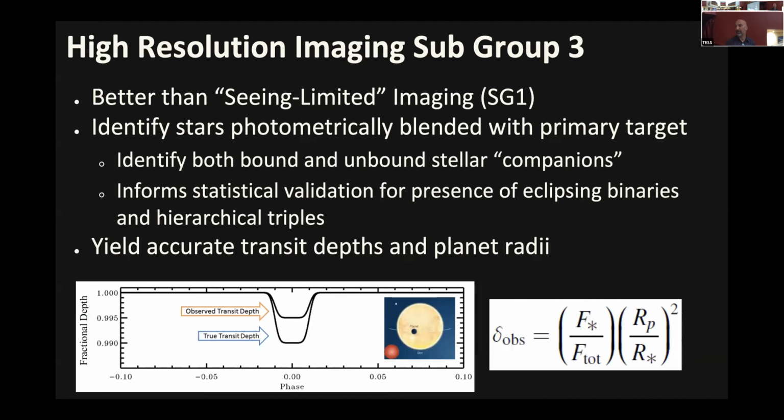Just as a reminder, the graph on the bottom shows that if there's a blended star, bound or unbound, that star will fill in the transit and you end up with the wrong transit depth and therefore the wrong radii. And the density that you get for the planet goes as the cube of the radius, right? So it's not a trivial effect. That's one of the primary reasons for doing this kind of work, not just to get rid of the false positives.